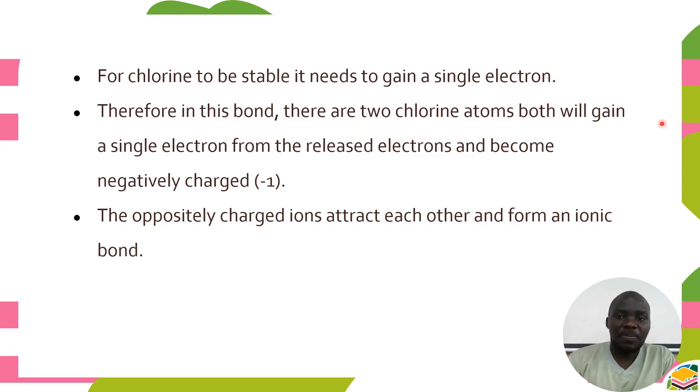That's why in the previous slide we said the chemical formula is MgCl2, showing us that we are going to have 2 chlorine atoms. Each of them is going to gain a single electron for it to be stable. And chlorine has a -1 charge. This is telling you that now it has 1 more electron than protons. The oppositely charged ions attract each other and form an ionic bond.